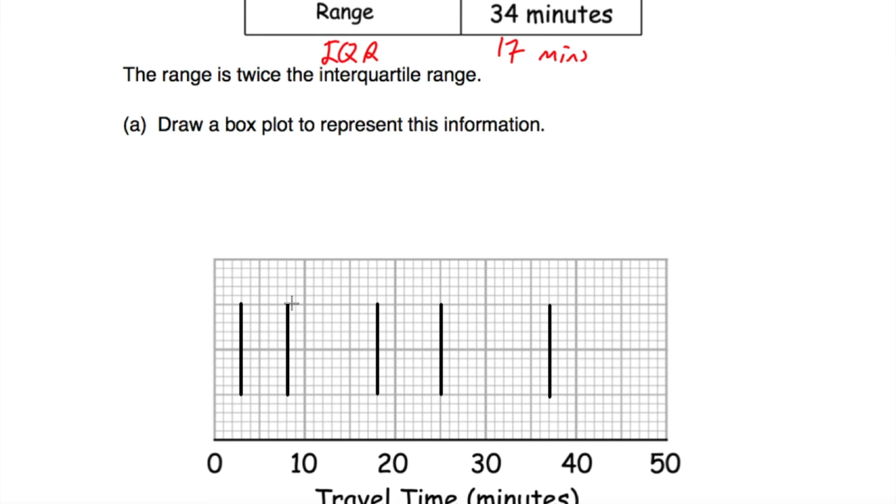Now let's draw our box. So that's around the middle 50% of the data, which is the lower quartile, median, and upper quartile. So that middle 50% of the data. Then let's join up our lowest value to the lower quartile. So that whisker there. And then the upper quartile to the highest value there. And that's it. So that's our box plot.